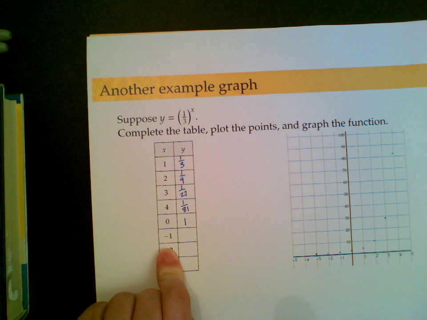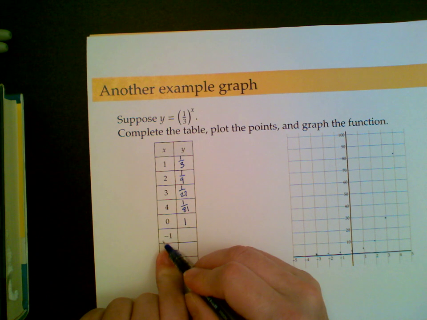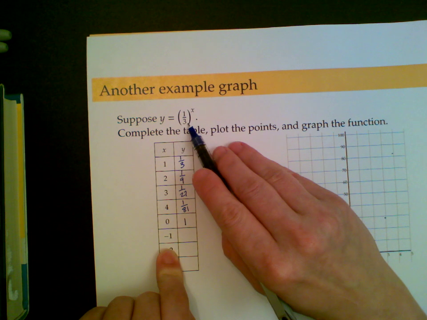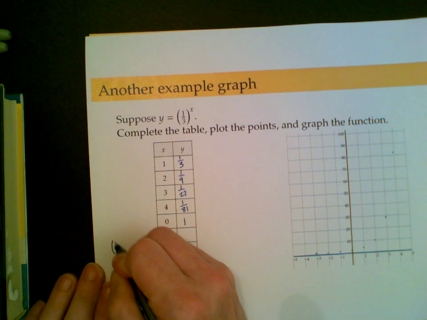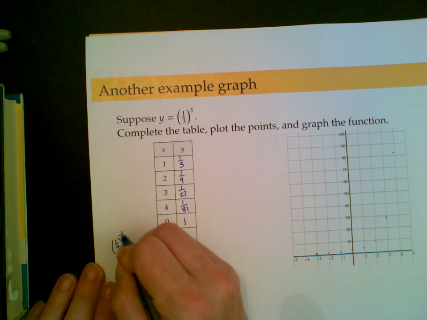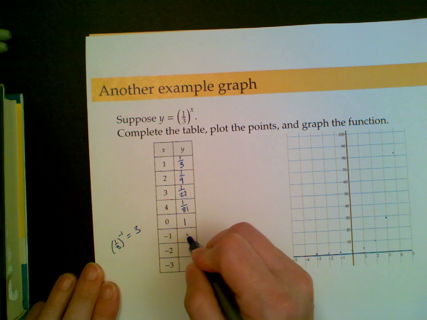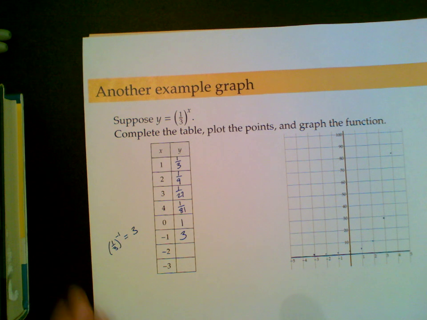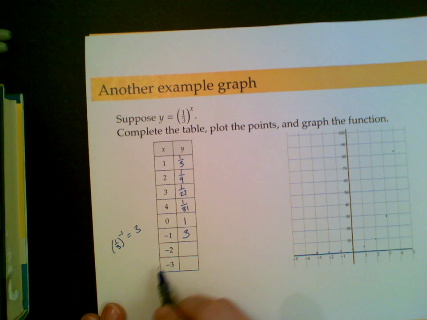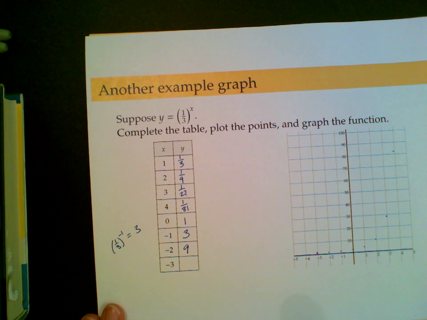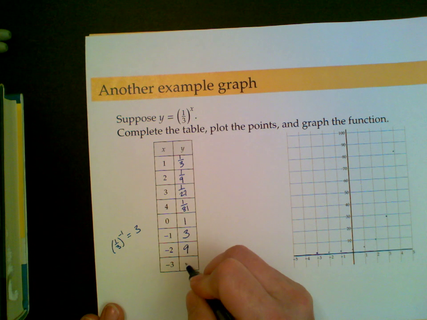Now 1/3 to the -1, raising something to an exponent of -1 means you take the reciprocal. The reciprocal of 1/3 is 3. So 1/3 to the -1 is 3. 1/3 to the -2 is 9. And 1/3 to the -3 is 27.